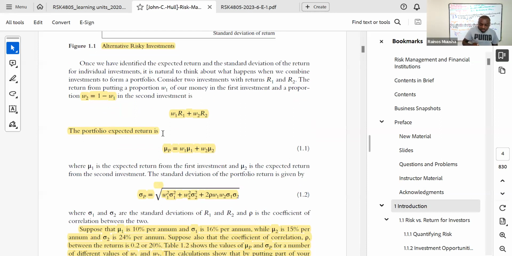Remember now, the difference between what we're doing now compared to what we've done previously is that in the previous calculation, we were assessing the expected return and the standard deviation of a single asset. Now, when you have two or more assets, you now have a portfolio. If you have a portfolio, how do you determine the expected return and the standard deviation of that particular portfolio as well? So that's the next thing that we need to do.